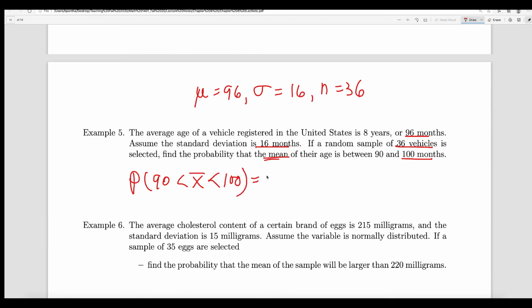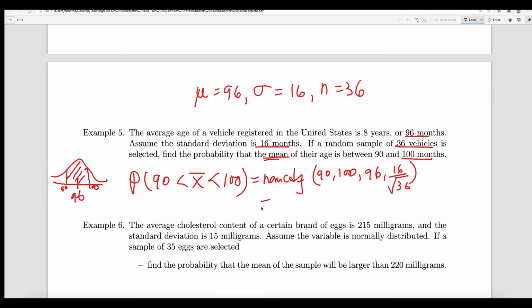So what do we do? Normal CDF. If you draw the graph, the mean is 96, and it's asking between 90 and 100, right? So the left bound for the shaded region is 90. The right bound is 100. The mean is 96. Now we need sigma over root n because of the x bar. Sigma is 16 over root 36.